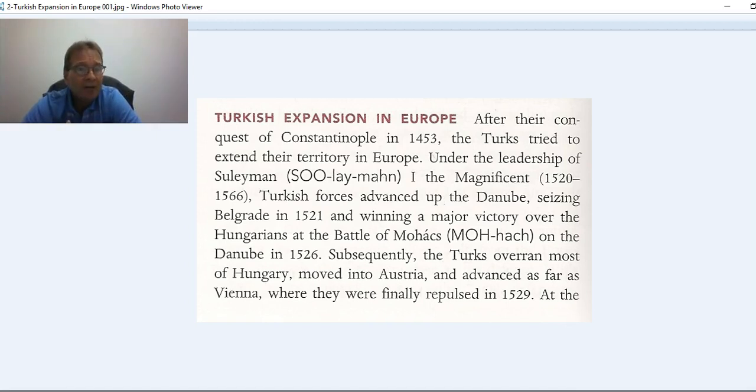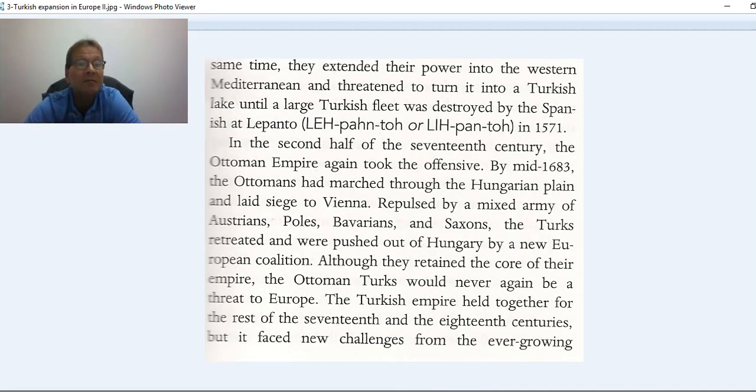After their conquest of Constantinople, for those of you that took World Civ 1, you might remember that, they tried to extend into Europe under Suleiman the Magnificent, one of the greatest rulers of the Ottoman Empire. They advanced up the Danube and seized Belgrade, and defeated the Hungarians at the Battle of Mohacs on the Danube. Eventually they moved into Austria and advanced as far as the gates of Vienna before finally being defeated in 1529. At the same time, they extended their power in the Western Mediterranean until they were defeated by the Spanish at the Battle of Lepanto in 1571.